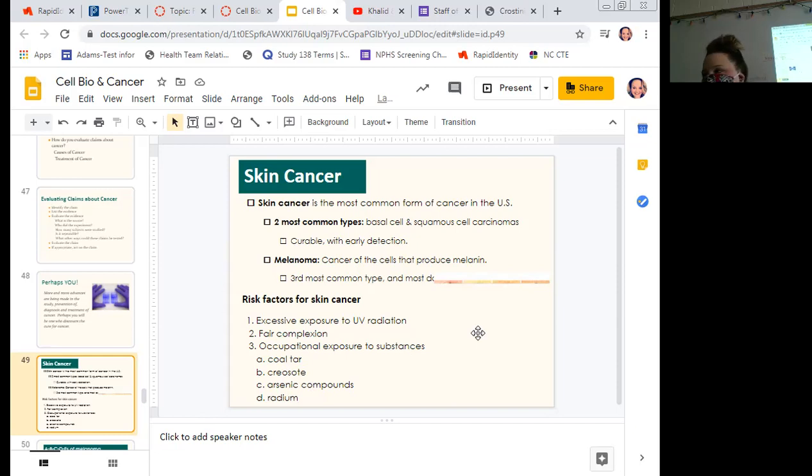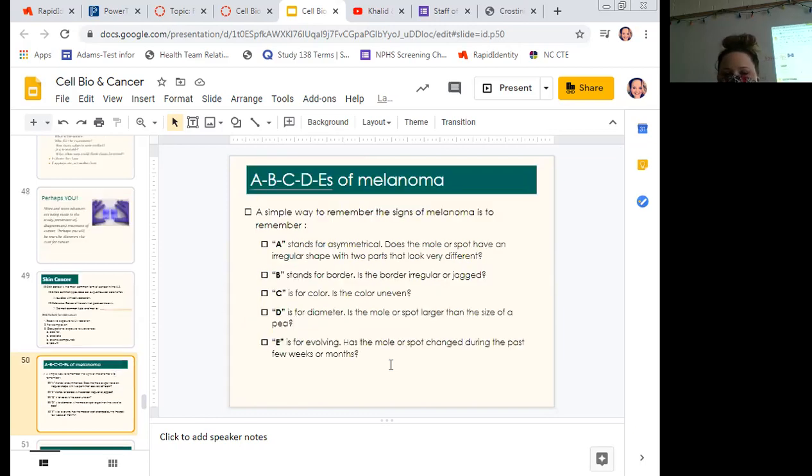Your skin color, skin complexion, okay? We've already talked about the risk factors for skin cancer. I'm not focusing on those anymore. The A, B, C, D, E's of melanoma, okay? You need to know these.